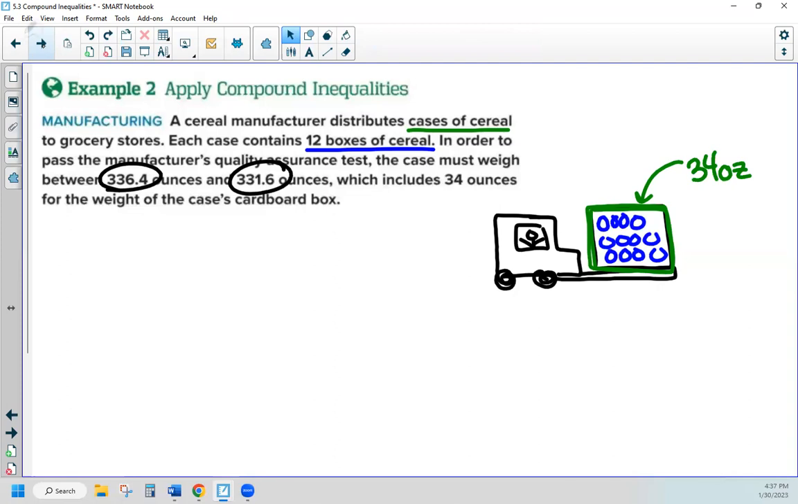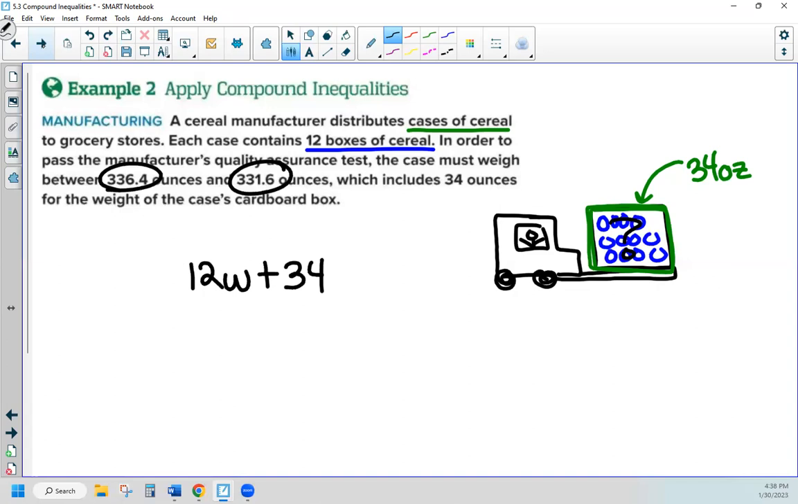Okay, so here's the inequality that we're going to create with the information given to us. We have 12 boxes of cereal, which we don't know the weight of. We don't know how much these cereal boxes, which are cardboard, weigh. So we need to use a variable there. What variable do you want to use? I don't know, let's put W for weight. So 12 things that weigh the same, so 12 times whatever it is. But we also know that the green big box already weighs 34.